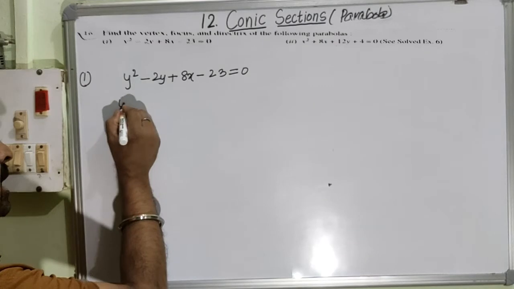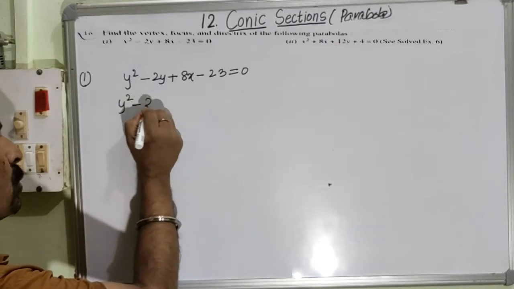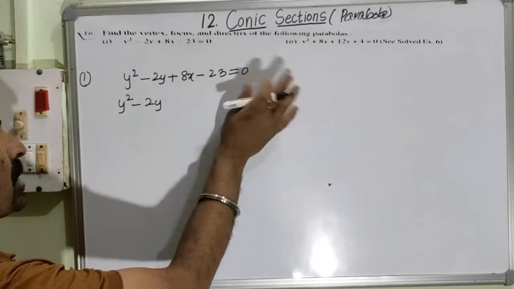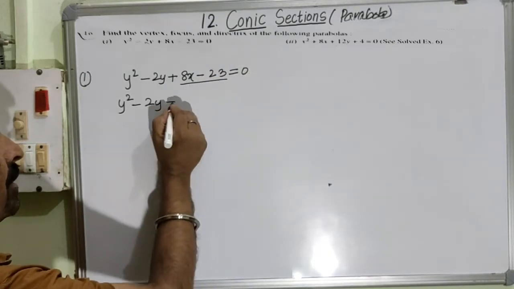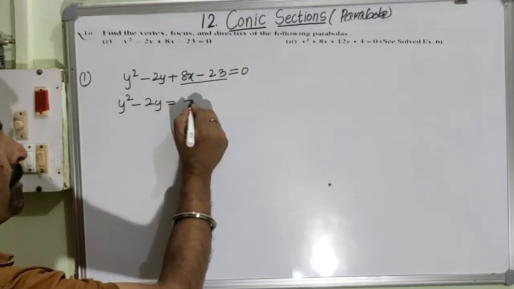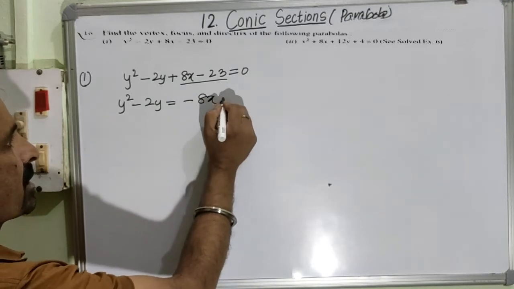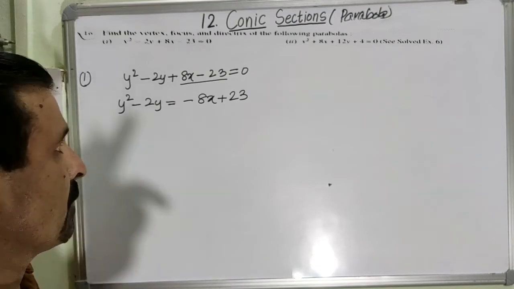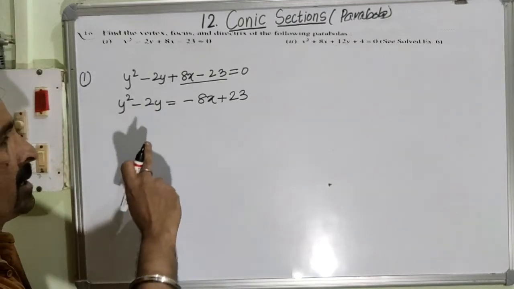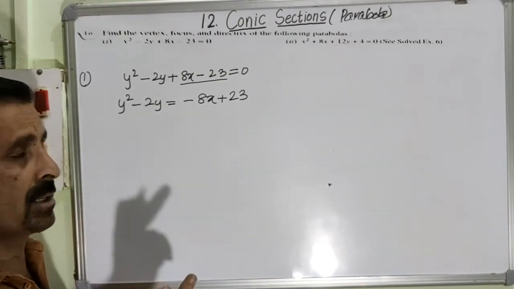Now, this we can write as y square minus 2y, and this 2 term will go to the other side. This 8x minus 23 will go to the other side. So it will become negative 8x, and this negative 23 will become positive 23, right?